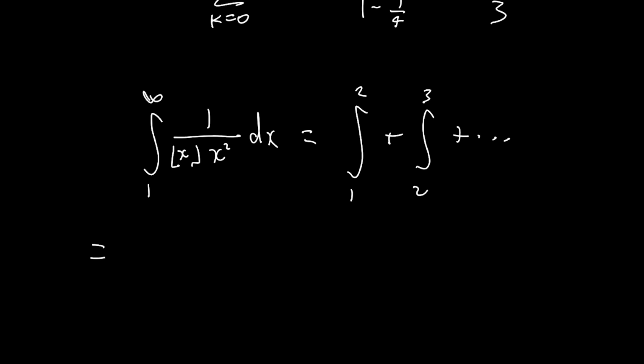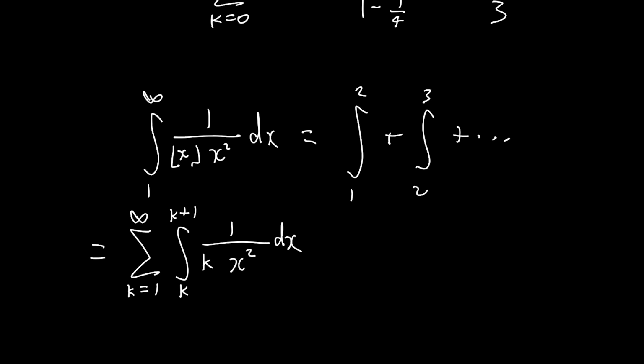So once again, we can say that this integral is the infinite series from k equals 1 to infinity of the integral between k and k plus 1, so one integer and the next integer, and the floor function of x is just going to be k. And then we'll keep x squared as it is, because that is still a continuous thing. So now this is what we're working with. Okay, so let's work this out.